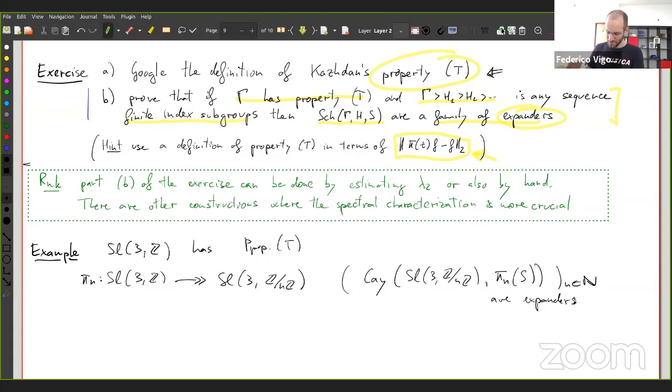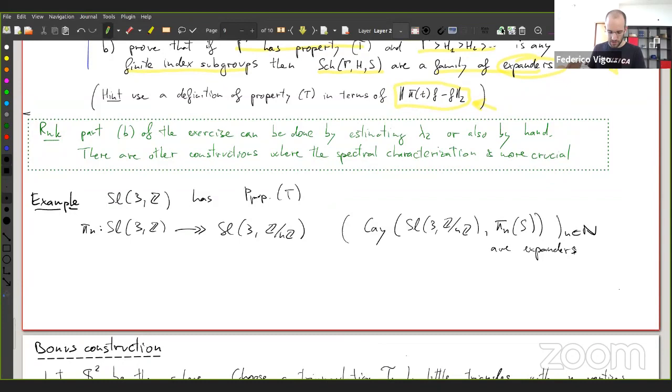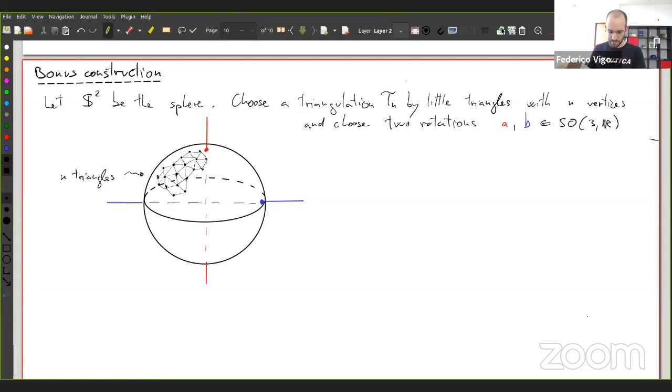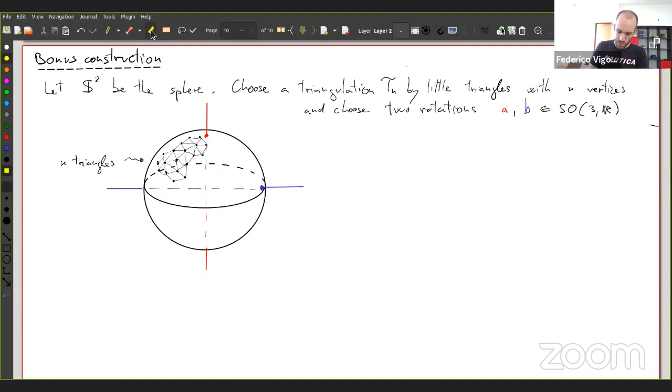Anyway, if there are no more questions, then we go for a bonus construction of expanders, which is more geometric. So this kind of crowd might like it better. Now we pick just the two sphere, and we choose a triangulation Tn of the two sphere by many tiny little triangles, where many means n little triangles. And then we also choose two rotations of the sphere: one rotation A and one rotation B.